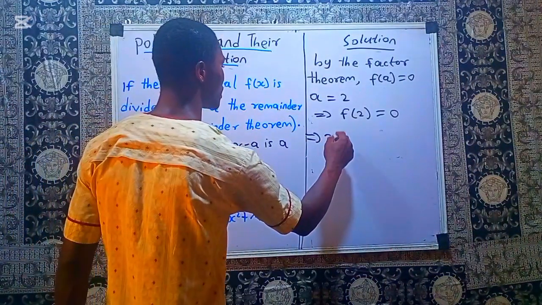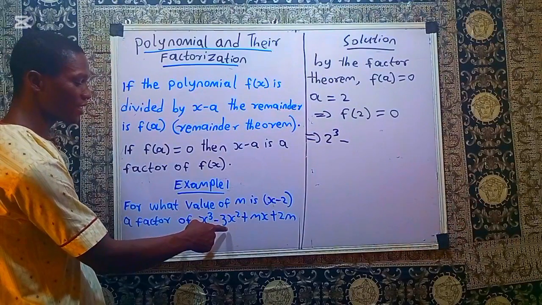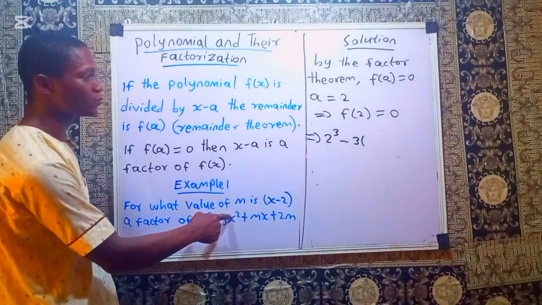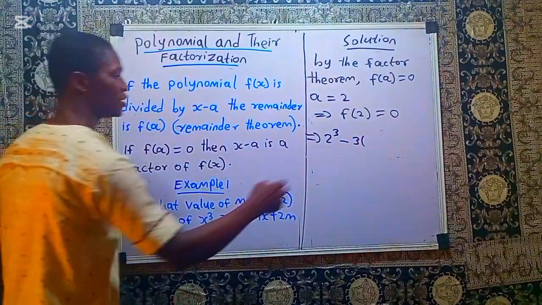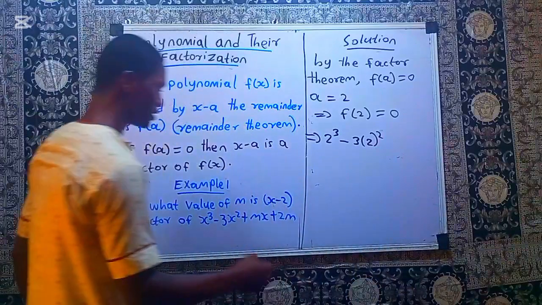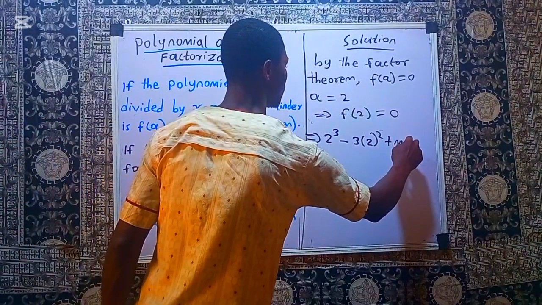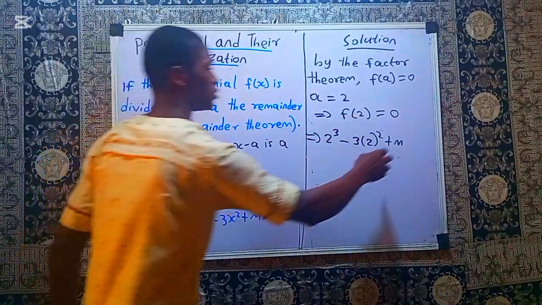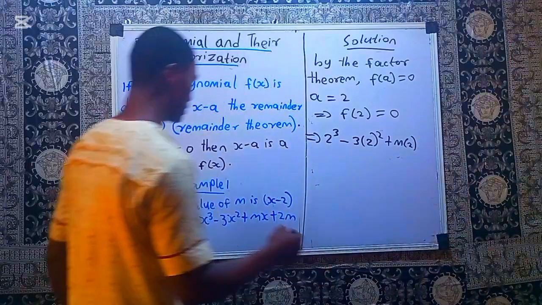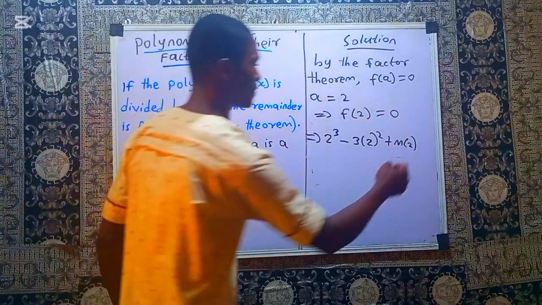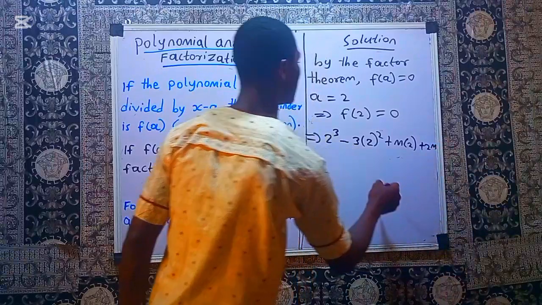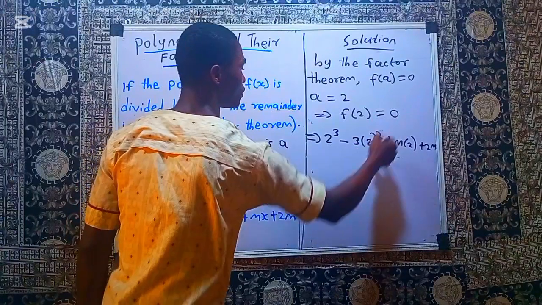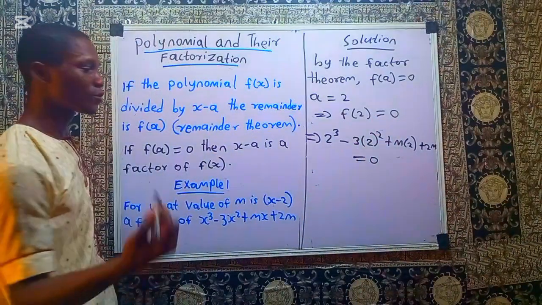So I have 2 raised to power 3 minus, I have 3 multiplying x squared. And our x is 2 here, I'm substituting 2 for x. So I'm going to have 2 squared. Then I have plus m. M is multiplying x, and our x in the function is 2. So I have plus 2m. This quantity I wrote down here is my f of 2. Then we are saying that it will be equal to 0.